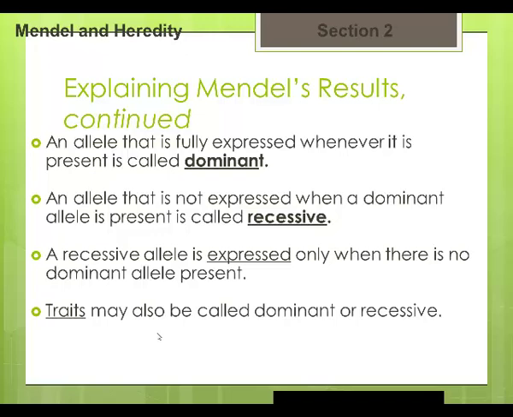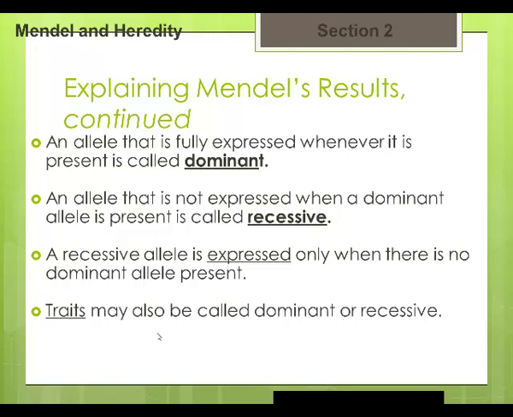Anytime that an allele is not expressed when a dominant allele is present, that is recessive. A great example of this is blue eye color. There are more genes than just one that control eye color, but in this instance we can use it as a basis for explaining dominant and recessive. In order for you to have blue eyes, you had to get a recessive allele from both parents. Okay? So mom had to give you a recessive allele, and dad had to give you a recessive allele, in order for you to have blue eyes.